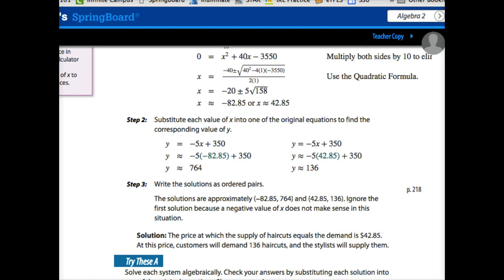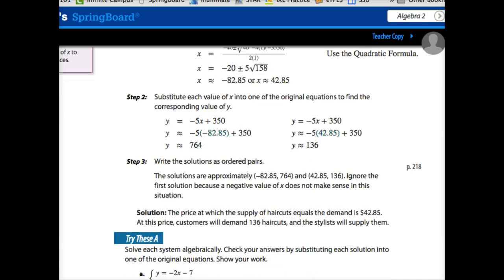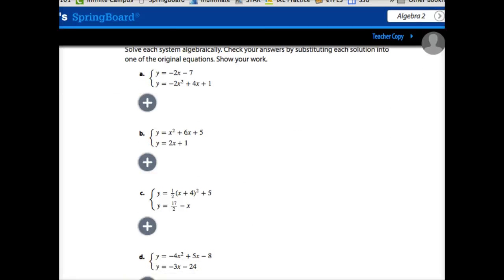So we tossed the other one out. It is still a solution, it's just not one that we list when we interpret the solution. So if it just says solve, you need to list both. If it says solve and interpret, then we'll toss out the one that doesn't make sense. So we're just going to go through a couple of these.